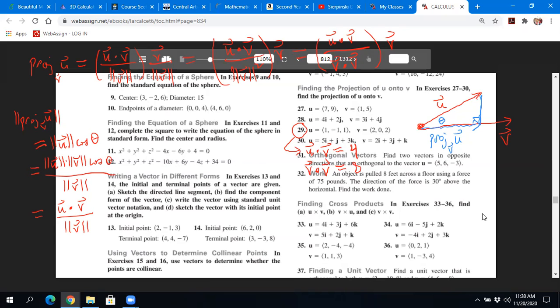Okay, therefore the projection of u onto v is equal to u dotted with v, which is 4, over v dotted with v, which is 8. And then you multiply this by v, which is 2, 0, 2. So what am I going to get? That's 1/2 times 2, 0, 2. So what do I get? 1, 0, 1. Yeah? That's it.